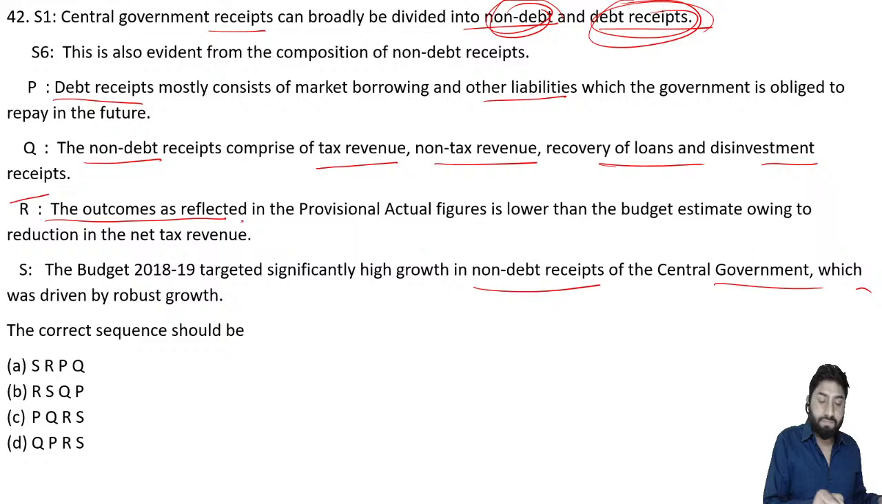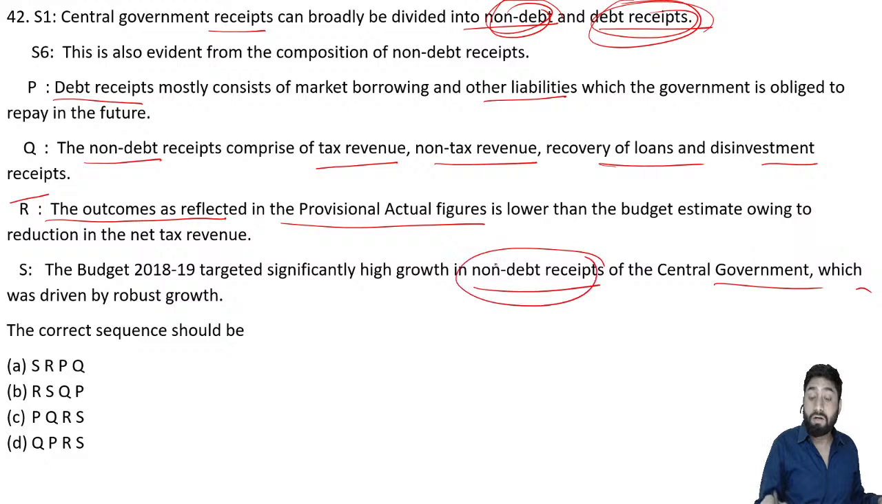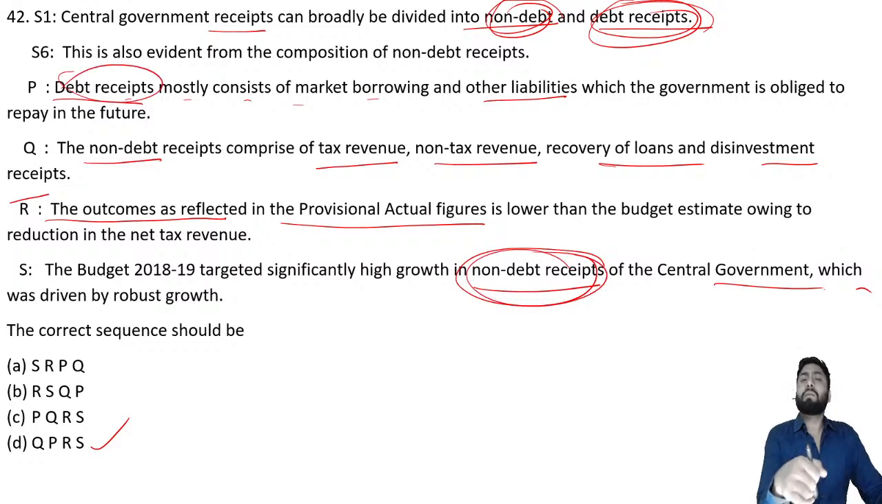The outcome as reflected in the provisional actual figures is lower than the budget estimate owing to the reduction in the net tax revenue. The budget of 18-19 targeted significantly high growth in the non-debt receipts and central government. Anyway, the answer is D. That's what the sense is. After this, the debt receipts mostly consist of the market borrowings. This one talks about non-debt receipts, and this one talks about debt receipts. That's it. Anyway, we will take this up in more detail later, otherwise it will take more time because it's a longer session. Anyway, we are focusing more on the answer.